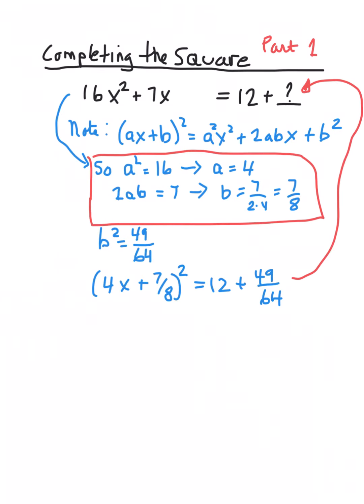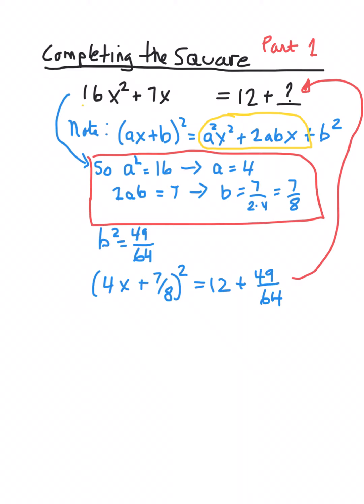So in completing the square, this is part 1, where the coefficient in front of the x squared term is squared itself. So we have something that looks like this on the left-hand side of the equation: a squared x squared plus 2abx.